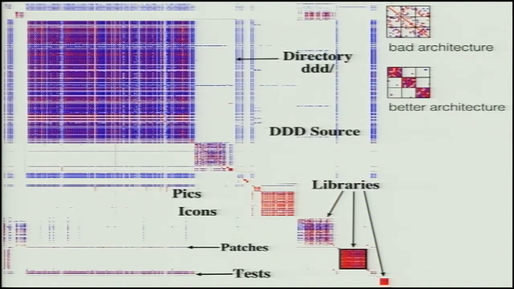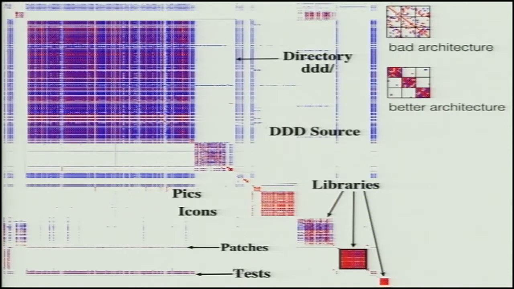We started our work with extracting data and analyzing data from CVS archives. On this slide, you can see a matrix showing the evolutionary coupling of the data display debugger software. Evolutionary coupling is also called co-change coupling by some authors. In this example, you can see that patches and tests are typically changed together with the source code. Red pixels in this matrix show strong coupling.